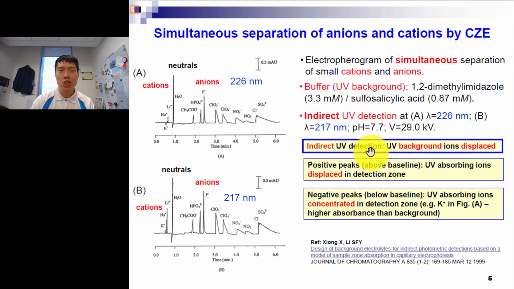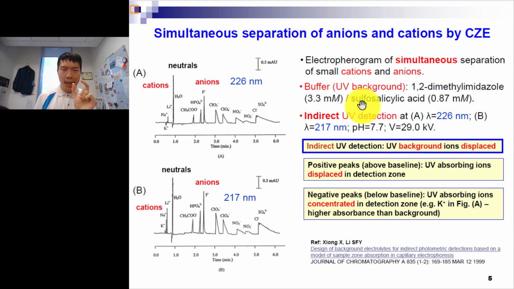So also the detection for the anions and cations. Although most of them do not absorb ultraviolet light, it is still possible to detect them by using indirect UV detection. What does it mean here? Remember you have a very small, narrow window on the long capillary, probably at 40 to 50 cm long. This is where you place a detector.